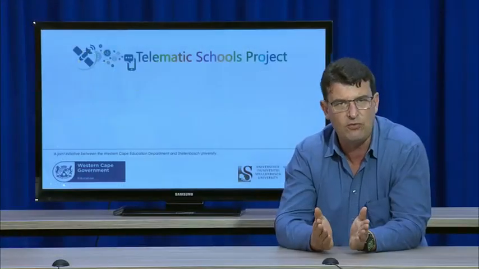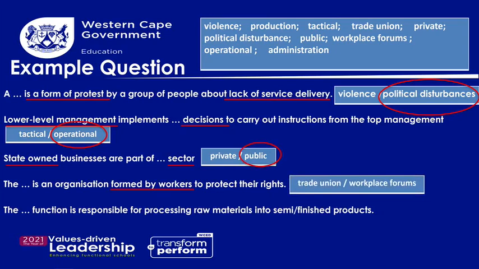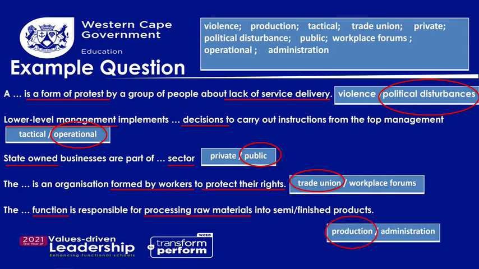Right, now guys, we do the same with all the other ones. State-owned businesses are part of what sector? So I'm looking at 2 words that refer to sector, and now you know it's private and public, and I just need to choose the right one. Right, the next one the same. I've underlined formed by workers, so now I know anything that has to do with workers, and that's a trade union or a workplace forum, but I'm looking at protection of rights, so now we know that it is a trade union. And Mr. de Klerk, if you can just quickly scroll down to the last one, and they can see exactly what we mean by that.